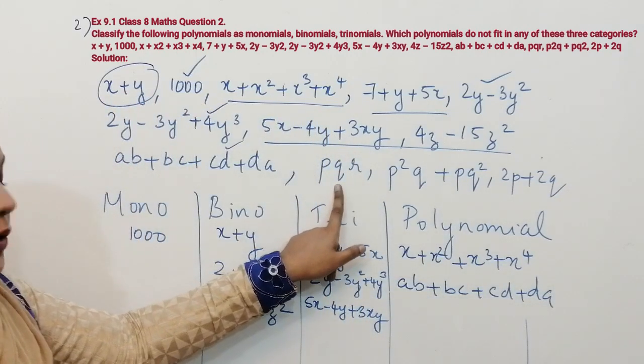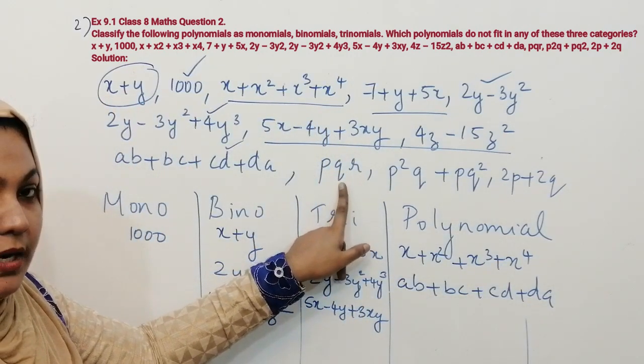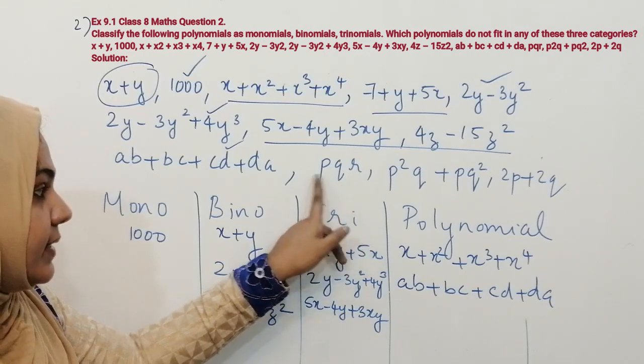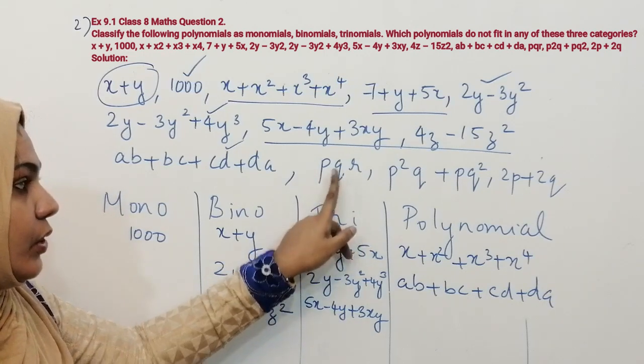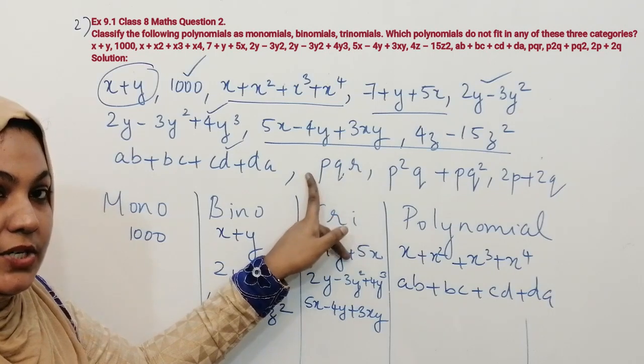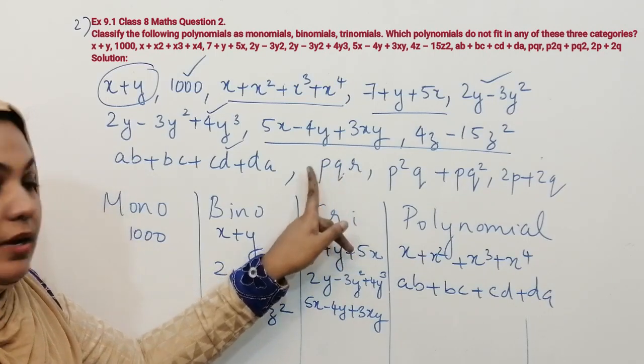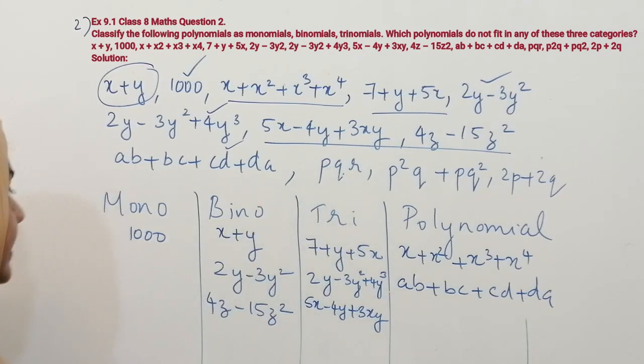So next one is PQR. You know that this is monomial. Don't confuse. This is not trinomial. This is multiplication format. P into Q into R. There is no separation of addition or minus sign. So that means this is a monomial.